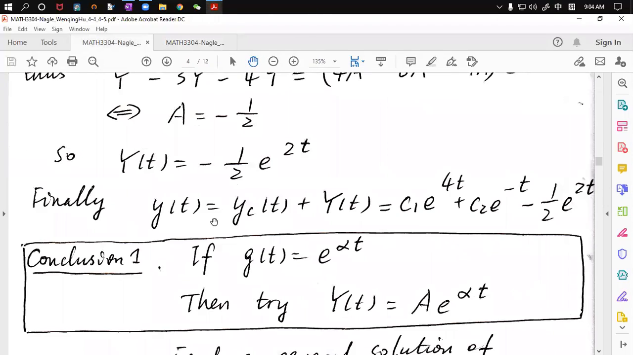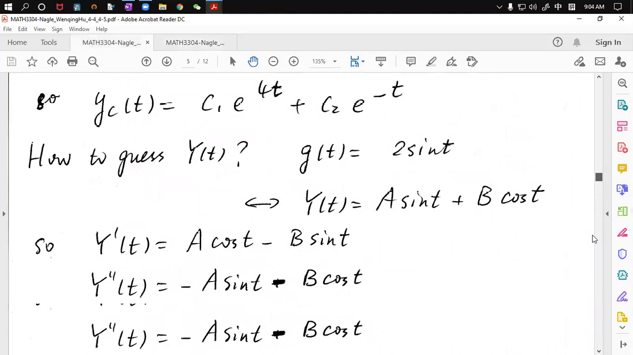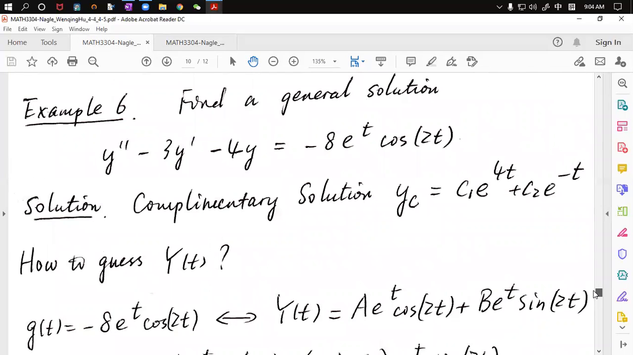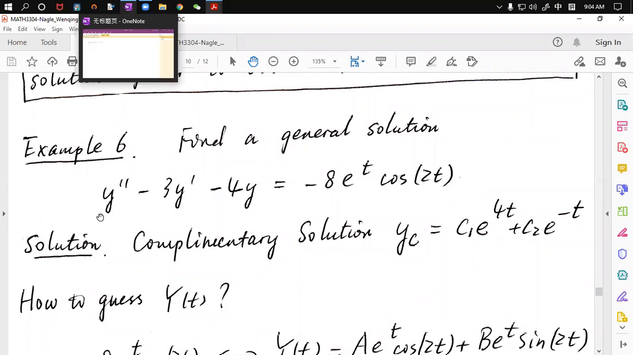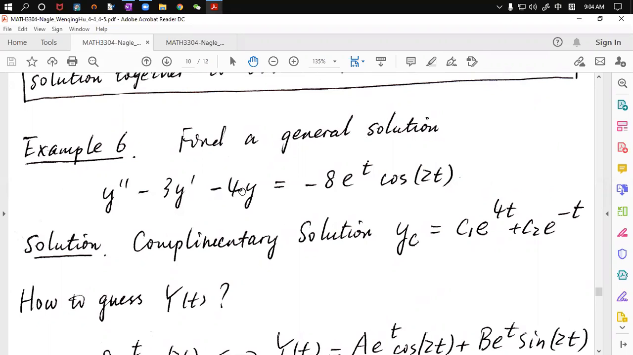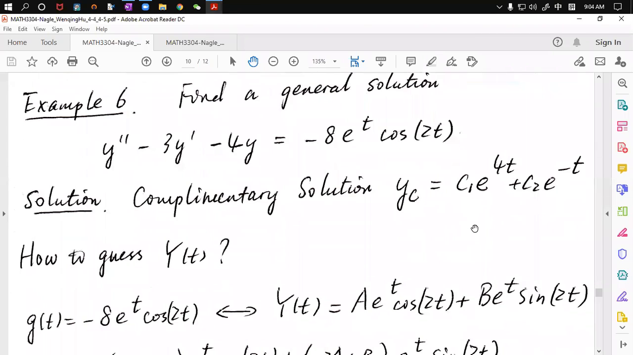So as a warm-up, let's look at some examples that we were left with from the last lecture. For example, this one says y double prime minus 3y prime minus 4y is equal to an exponential multiplied by a trigonometric function. We know the complementary solution just by setting the right-hand side to 0, so I will skip it; that's not complicated. But how do you try a particular solution? Well, we know that the particular solution should be an exponential function multiplied by a combination of sine and cosine.